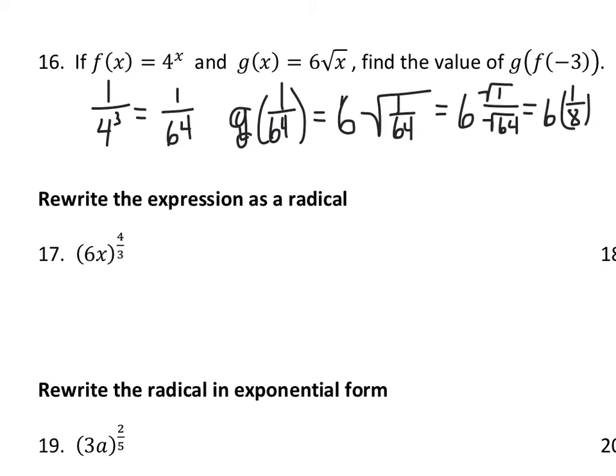Okay? So this is 6 times 1 over 8. And when you multiply 6 times 1 over 8, you get 6 over 8, which reduces to 3/4. And that's your final answer.